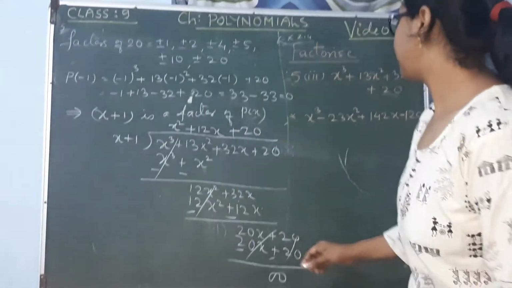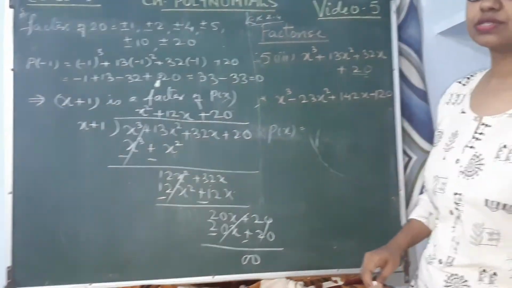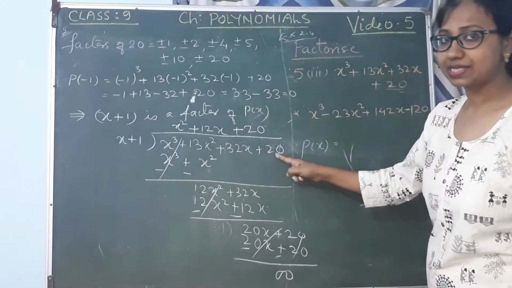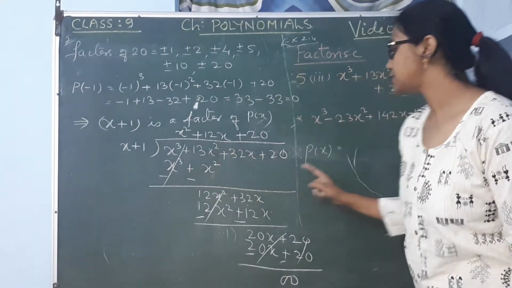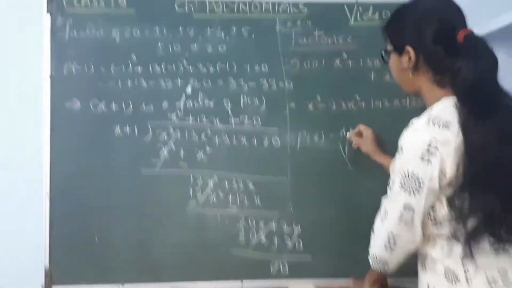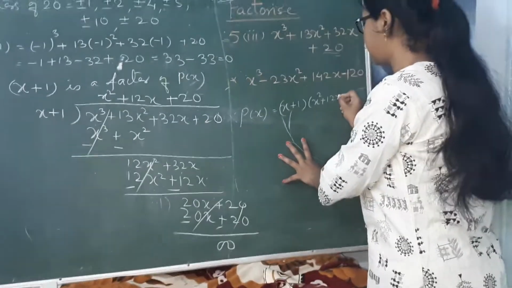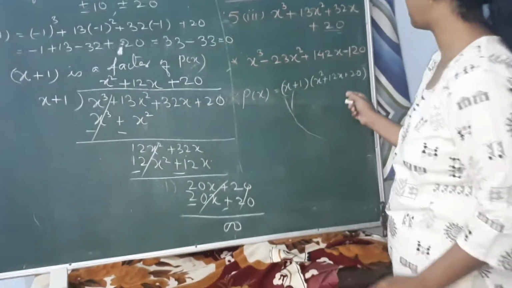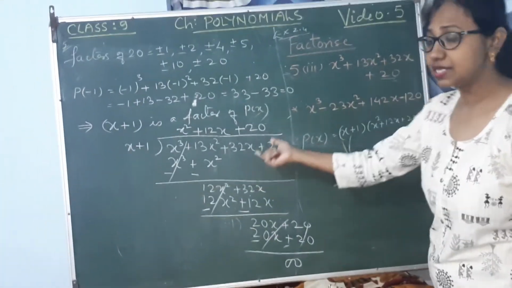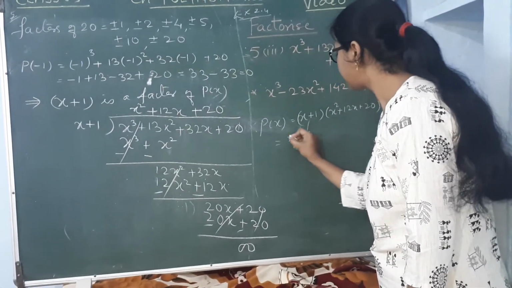Now, why did we do so? We have split this polynomial P of x. Can we use the division fact here? The dividend, I am representing this dividend as P of x, equals divisor into quotient plus remainder. Remainder is 0, so I am not writing plus 0. Now it is simply reduced. This cubic polynomial is now reduced to quadratic form. X plus 1 as it is.